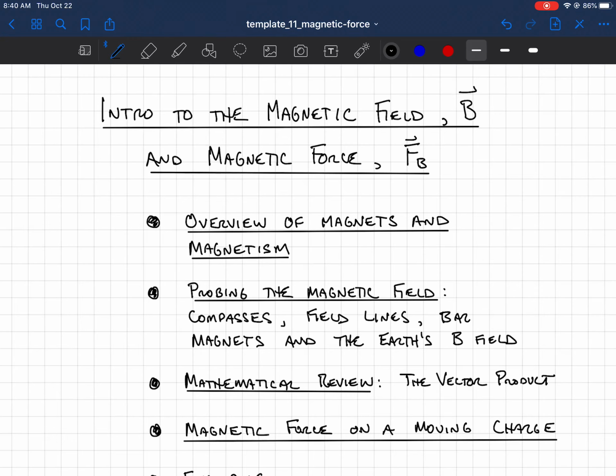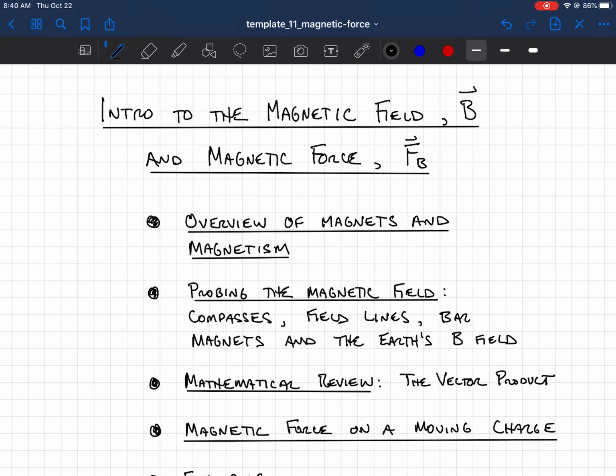Together with the electric force, which you remember is just QE when you have an electric field, they form a force called the Lorentz force, which is the connection between electricity and magnetism and Newton's second law. So you can do mechanics with magnetic and electric fields.